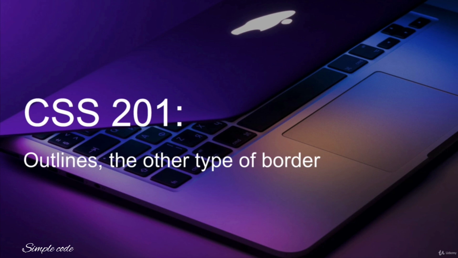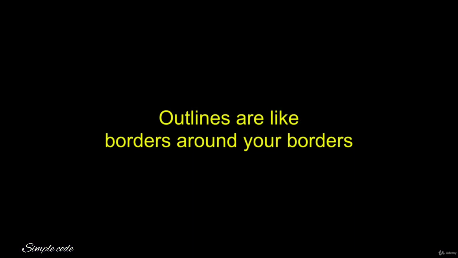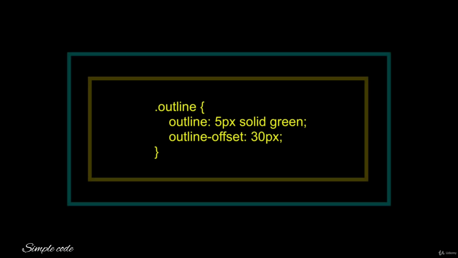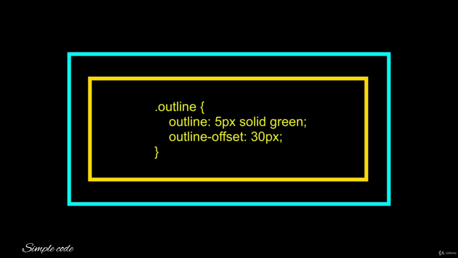Okay, let's take a look at outline. Outline is the border that goes around everything. It's honestly the border around a border. You can add an outline and you can tell it to have an offset. We use the outline offset to give some space between the element and your outline. We'll demonstrate that in just a second. But basically, outline is like having two borders, and it's really nice for visual improvement.